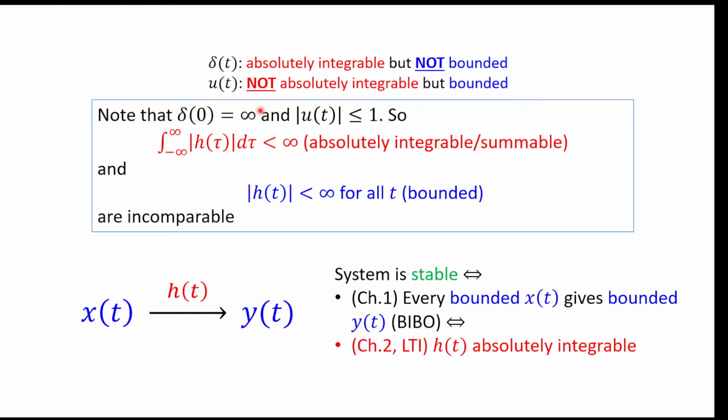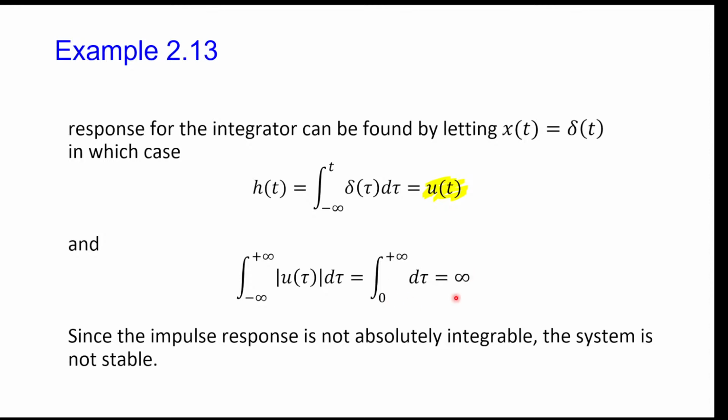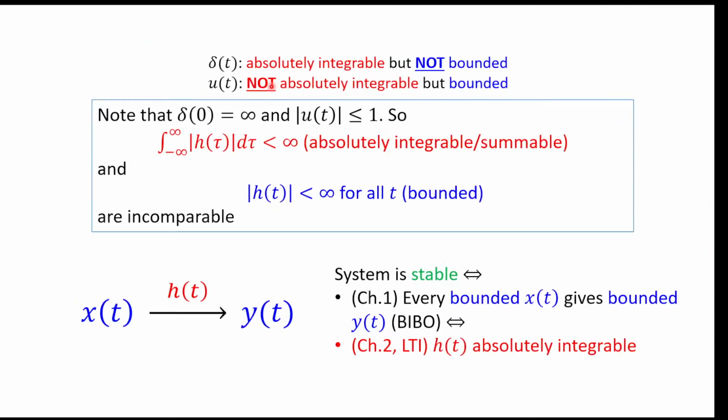And we have another signal in the other direction: the unit step function. Well, it's a bounded function because it's between 0 and 1, but it's not absolutely integrable, because when you try to integrate this function, you get infinity. So please be careful, don't mix up those ideas. Being bounded and being absolutely integrable are unrelated. Well, I wouldn't say totally unrelated, but they are incomparable concepts.